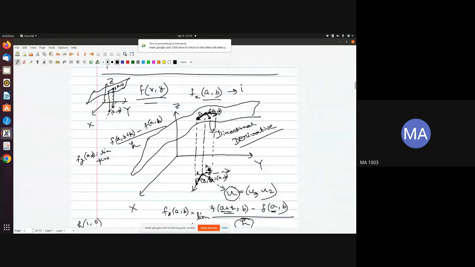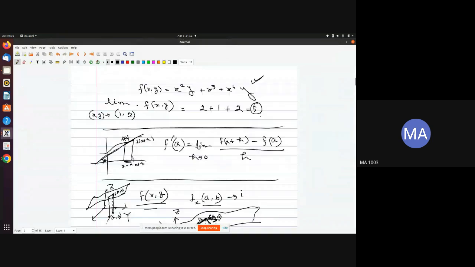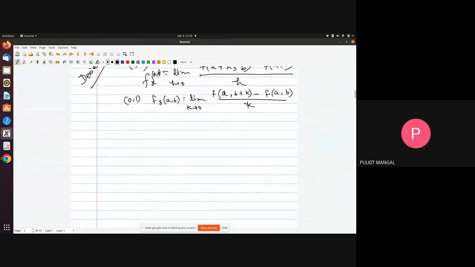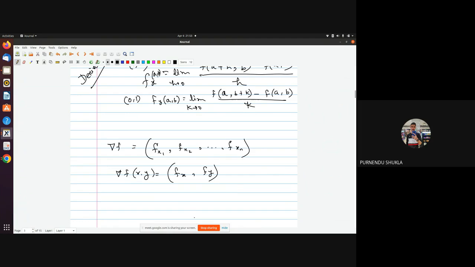So is it clear more or less what we have done till now? Yes, sir. Yeah, and there is something called gradient. Some of you are saying, gradient vector. What is this? This is basically the row vector form of the partial derivatives. Suppose there are n variables. This is the gradient vector. Okay. So for two variables, it is just fx, comma, fy.